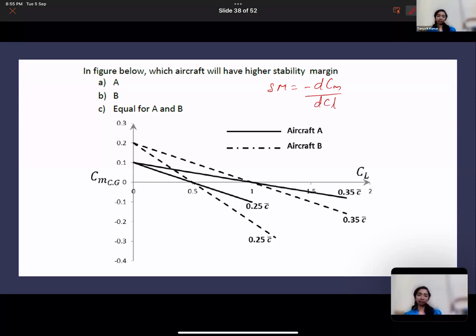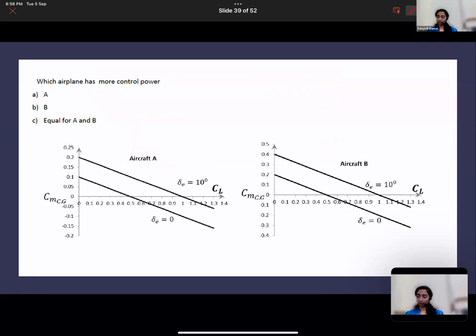So which aircraft has more static margin here? B, exactly. The slope of the B graph is higher. The magnitude of slope is higher. So the B aircraft is more stable. Correct. Okay. Which airplane has more control power? Control power is CM delta E. Okay, so which aircraft has more control power? The graph is between CM and CL, but they've given it to you for two elevator deflections. So which graph has more CM delta E?